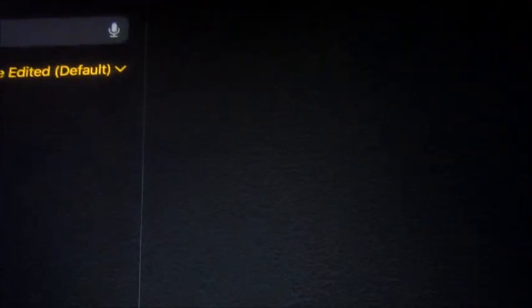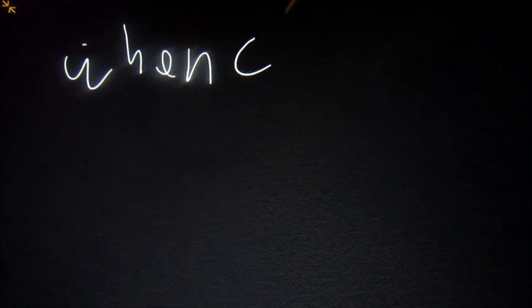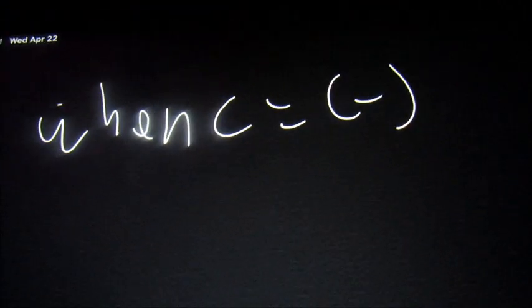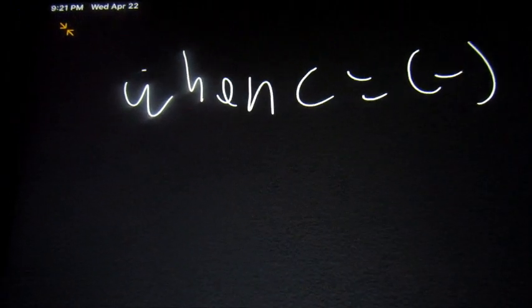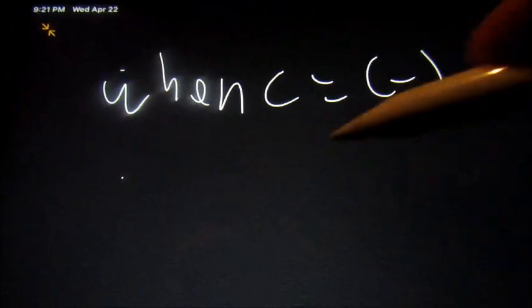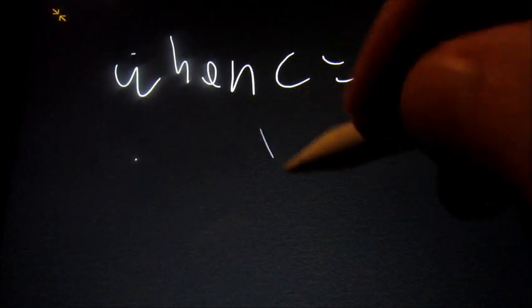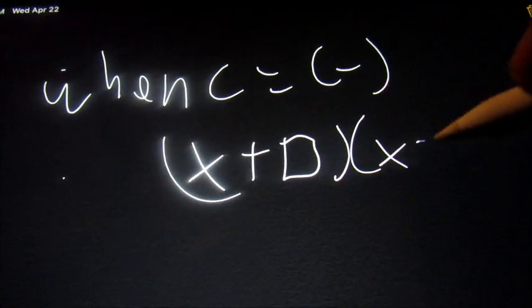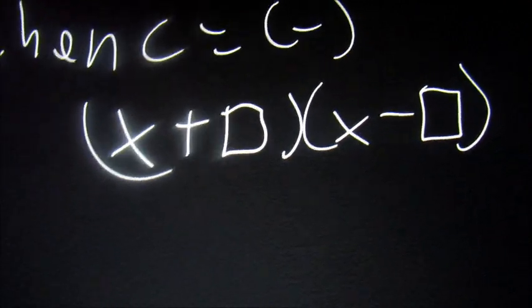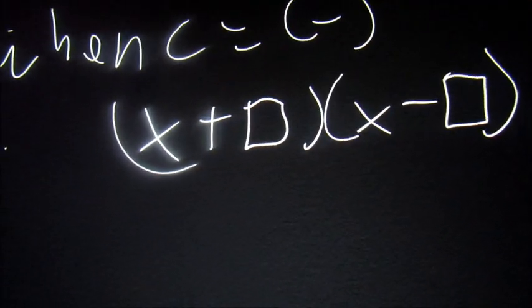So now we're going to see what happens if c is negative. So now, instead of adding to get to b, we're going to have an x plus something and an x minus something. So now we're going to have one plus and one minus.